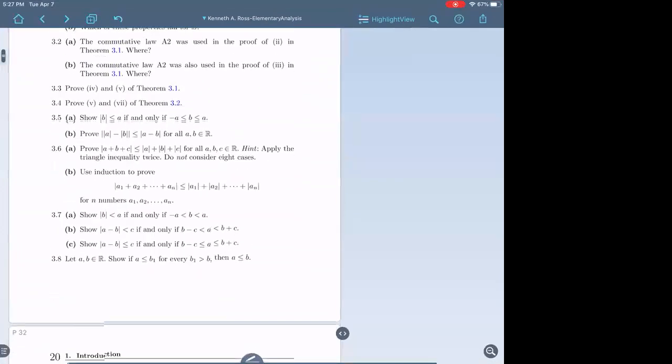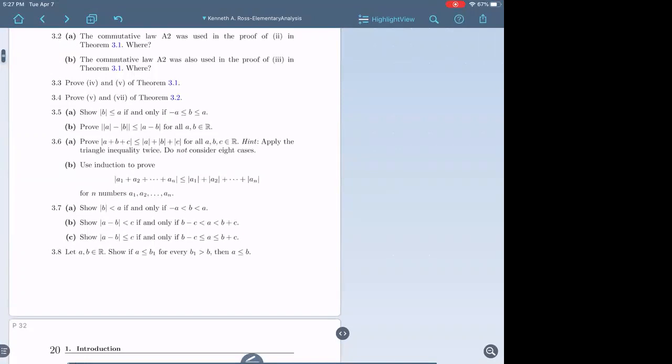So let's do 3.8, right? It's saying let A, B be in R. Show if A is less than or equal to B1 for every B1 greater than B, then A is less than or equal to B. This intuitively seems obvious, right? It's saying for any number bigger than B, if A is smaller than it, then A is also smaller than or equal to B.